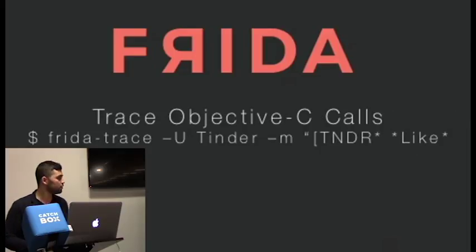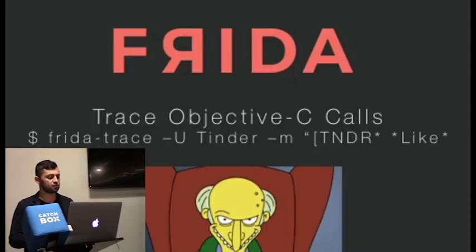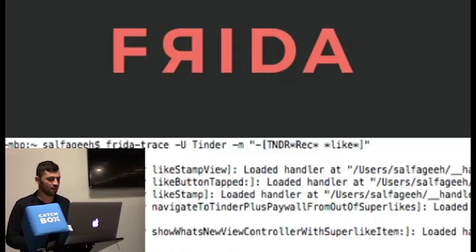So here, for example, I'd like to trace anything in the Tinder regex class, basically any class with that prefix. And I want to be able to trace any function containing the word like inside of it. So what does this get me? It allows me to trace 5 functions: like stamp view, like button tapped, like stamp, and something related to the paywall, which, as you all know, Tinder monetizes and you're able to pay for different features.